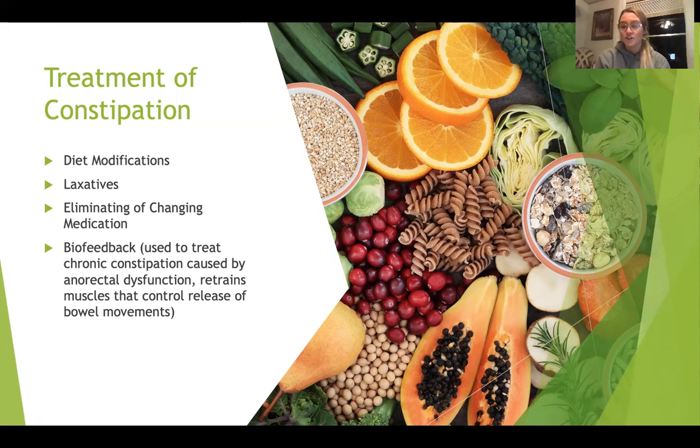Other treatments include eliminating or changing medication that could be causing this, and biofeedback, which can treat chronic constipation caused by anorectal dysfunction, and which retrains the muscles that control the release of bowel movements.